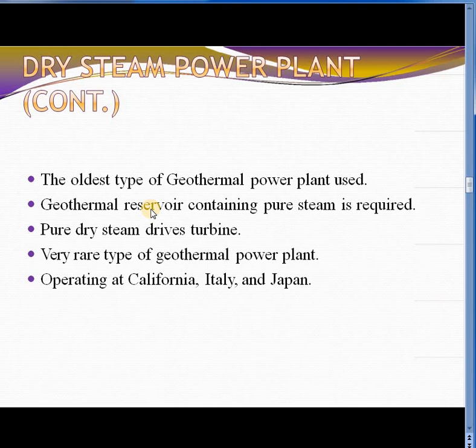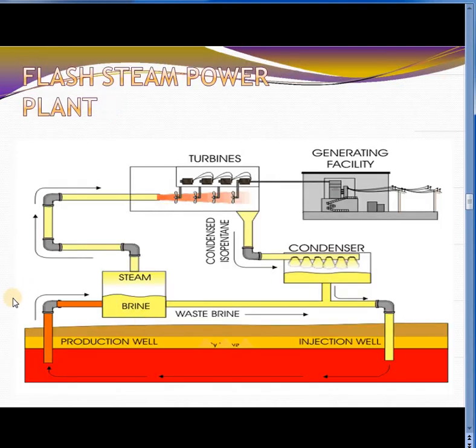But in this geothermal power plant, what you need is pure, dry steam. They can't contain moisture. So these are a very rare type of geothermal power plant, and they operate in California, Italy, and Japan. Now you have flash steam.